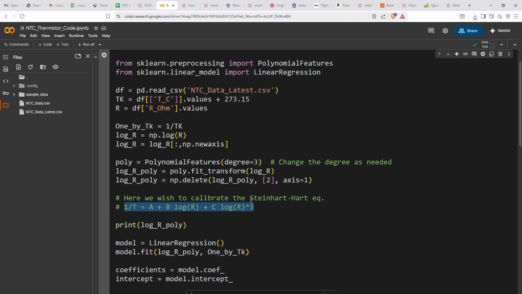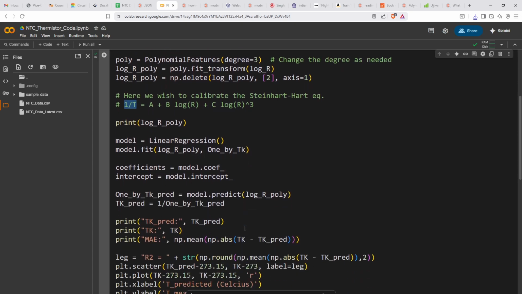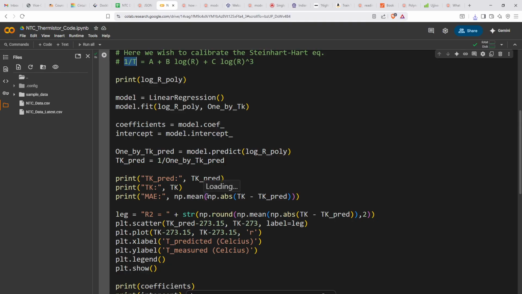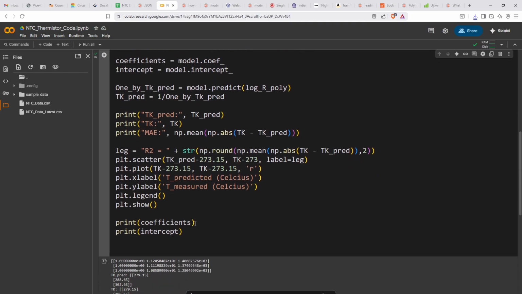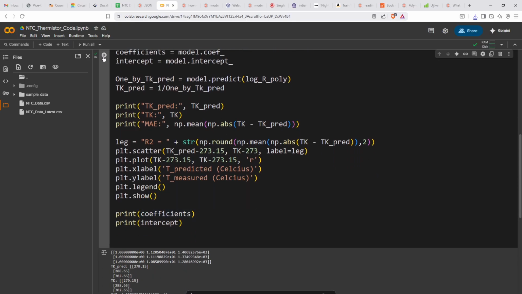This is referred to as the Steinhart-Hart equation, where 1 by the temperature in Kelvin is parameter A plus parameter B times the natural log of resistance plus parameter C times the natural log of resistance to the power 3. Let's see how well this equation works for this data, and extract the coefficients of the equation. I'm running this code.